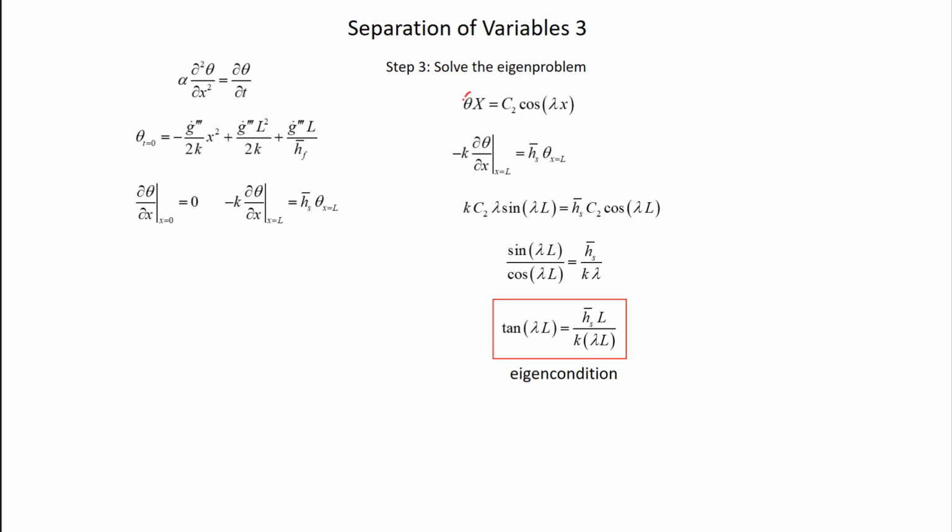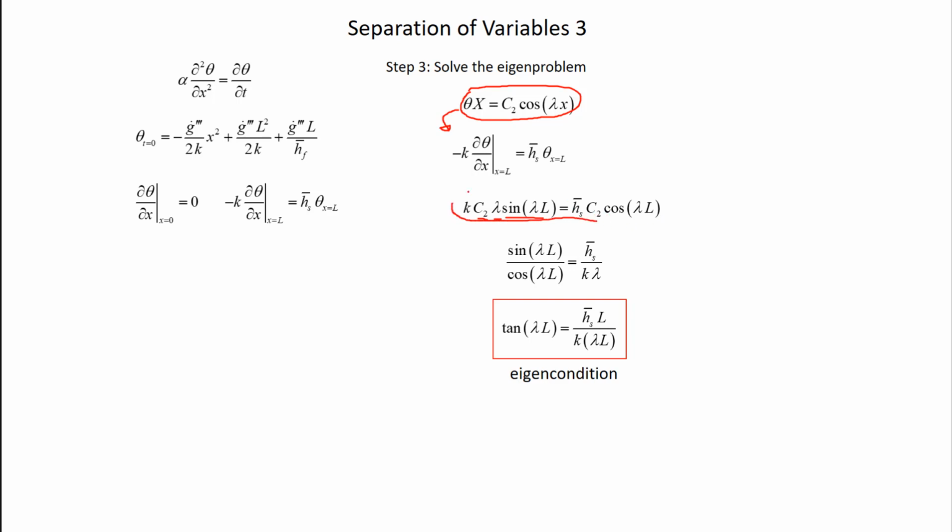So here's my eigenfunctions. I'm going to plug it into that second boundary condition. So let's see, I got to take the derivative of this, which is c2 times lambda times sine lambda L. And then, I'm sorry, minus, the minus cancels this minus. And then this is h bar times c2 times the cosine of lambda L.